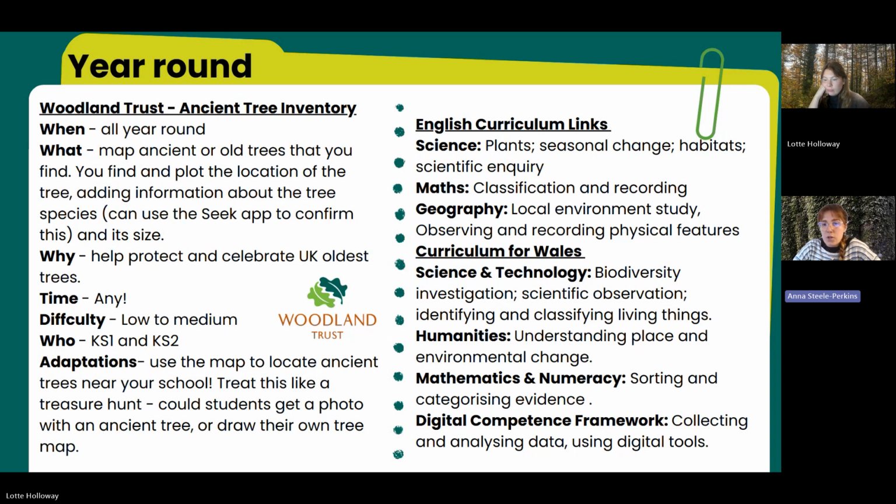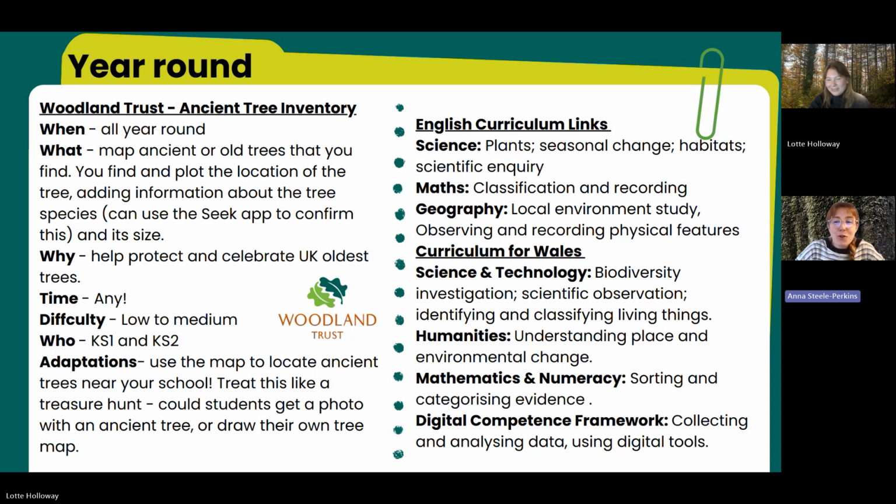So adaptations, as this is year round, maybe you're going to choose a day that it's not raining, but if it happens to be raining, there are different things you can do. So potentially get the students to generate their own map of their walk to school. If they see any trees on their walk to school, they could draw their own map, potentially linking to geography there with map building skills.